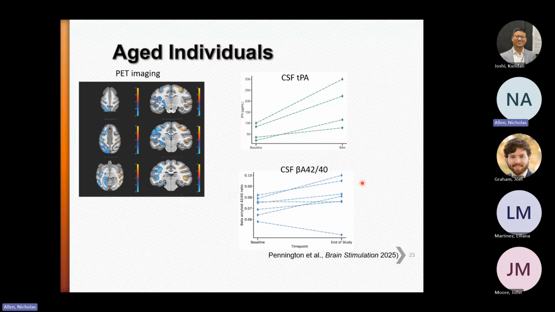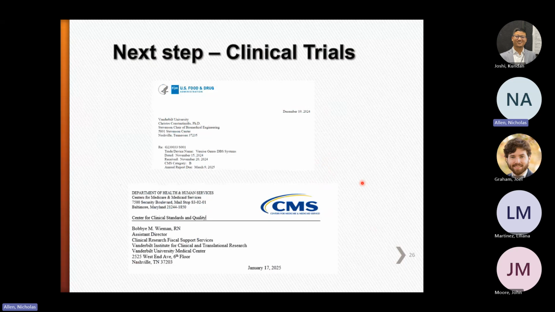So this is where we stand today, and obviously our end game here is not to improve the lives of monkeys, it is to improve the lives of patients. And we, in fact, have received approval to try the stimulation in human patients. It is a patient pilot study where we try deep brain stimulation targeting the basal forebrain.